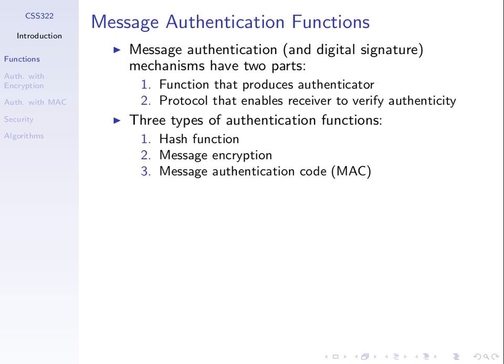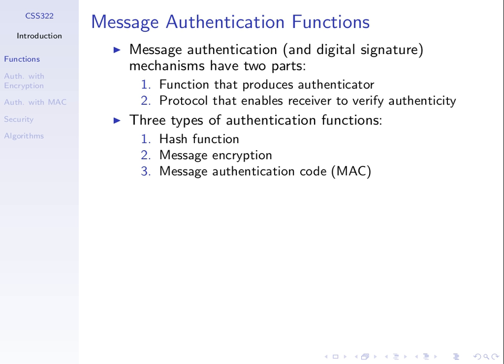How do we do message authentication and also digital signatures, because they're very similar? There are two different parts. There's this mathematical function that produces this message digest, the hash value, or more generally the authenticator. That is, we take a message and perform some function on that message, and we get some output, some authenticator, some information we can use to authenticate.